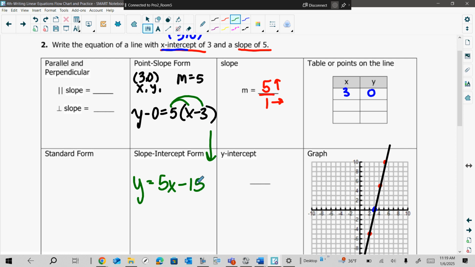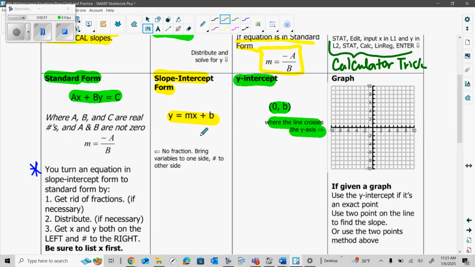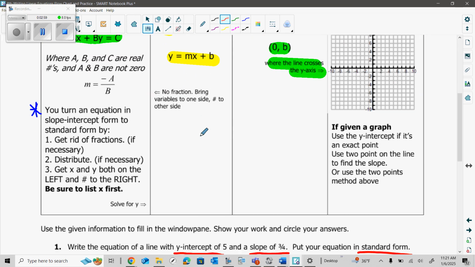So now can I see my y-intercept? Yeah, the y-intercept is the minus 15. Okay. Now I can fill in my perpendicular and parallel, and now I can change it to standard. All right. I want you to try to see if you can finish up the rest. Remember to refer to the steps here to help you fill in your standard form.